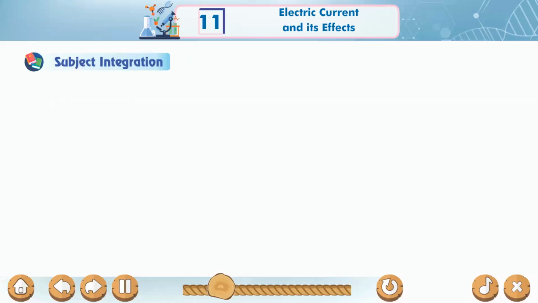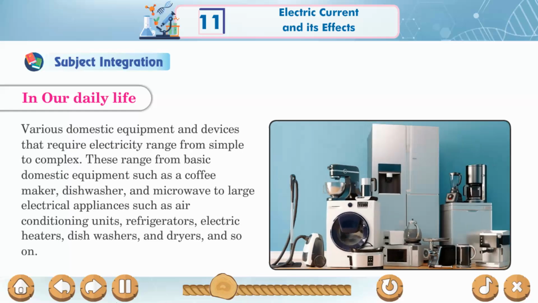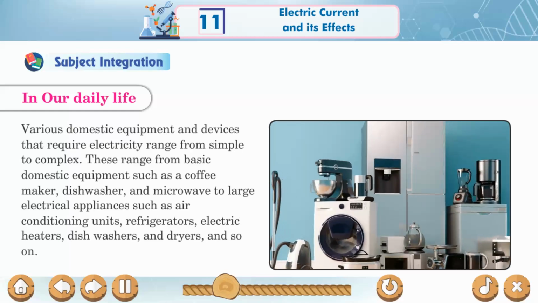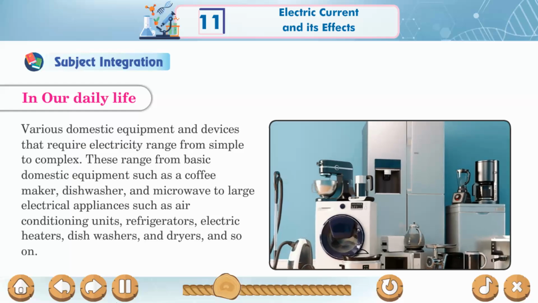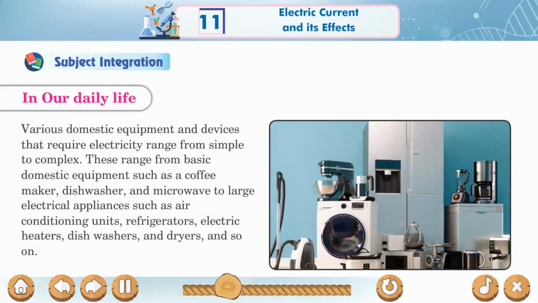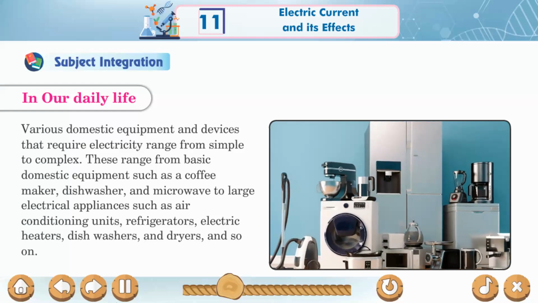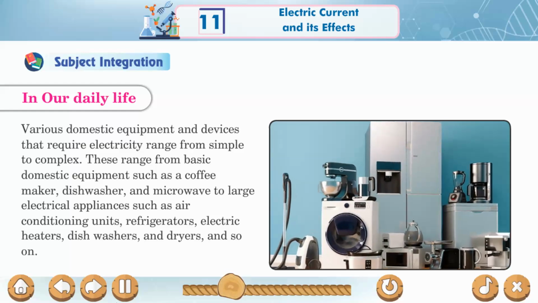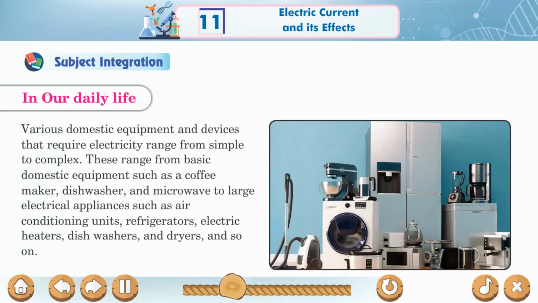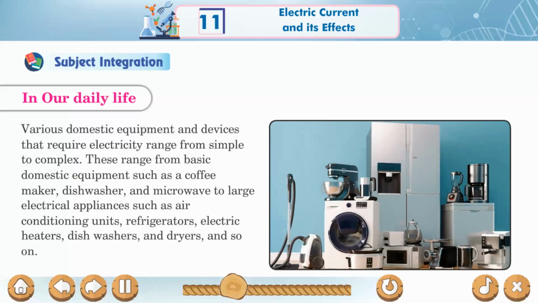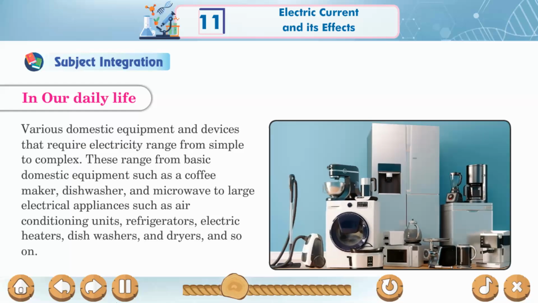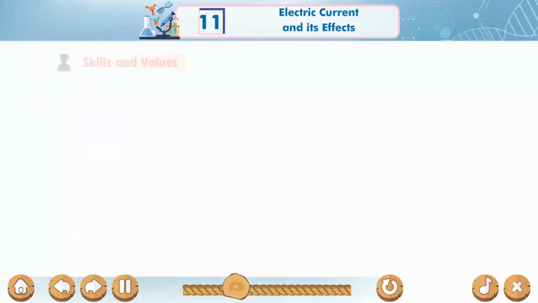Subject integration. In our daily life, various domestic equipment and devices require electricity, ranging from simple to complex. These range from basic domestic equipment such as a coffee maker, dishwasher and microwave to large electrical appliances such as air conditioning units, refrigerators, electric heaters, dishwashers and dryers and so on.